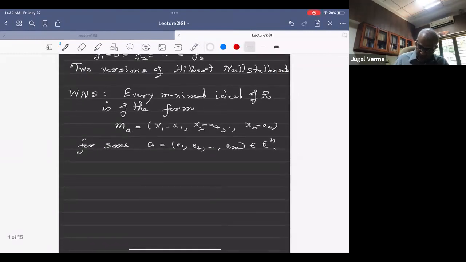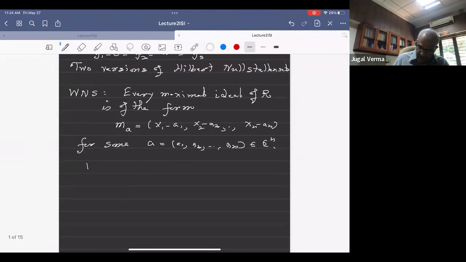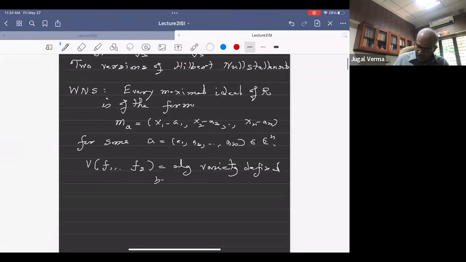And using this, we showed the consistency criterion that the variety defined by these s polynomials, this algebraic variety defined by these polynomials, is the set of common zeros of all these polynomials.